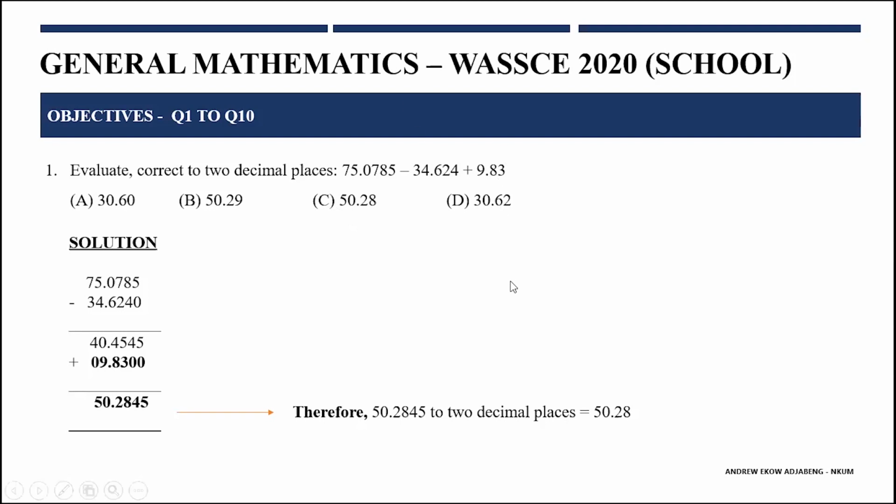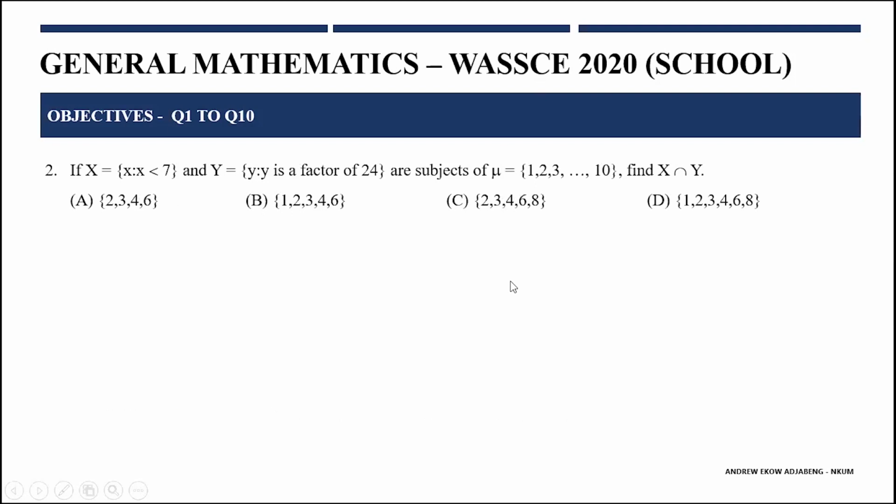Let's look at the next question. Question two, if X equals {x : x is less than 7}, and Y equals {y : y is a factor of 24}, are subsets of the universal set, which is equal to {1, 2, 3, up to 10}. Find X intersection Y. So these are the possible solutions, and one of them is the correct answer. Let's look at the solution.